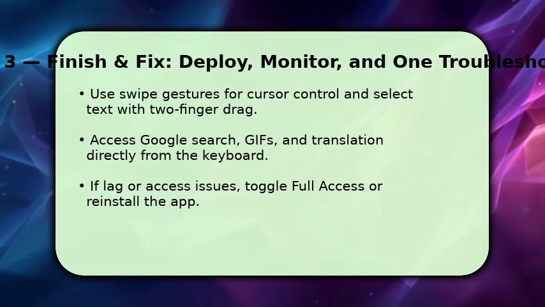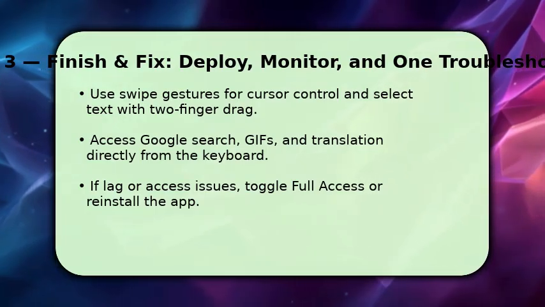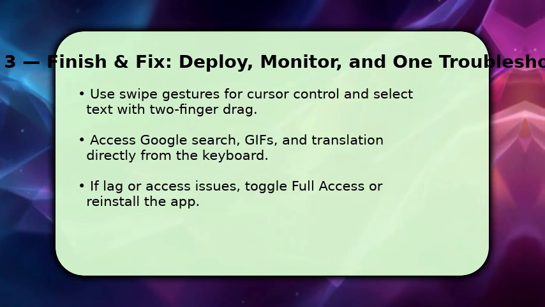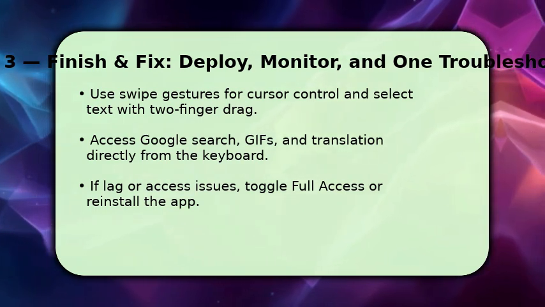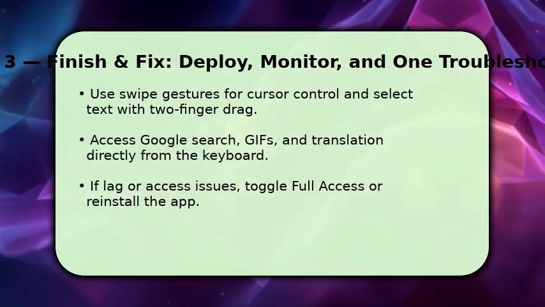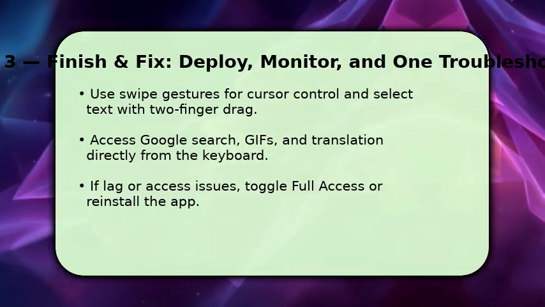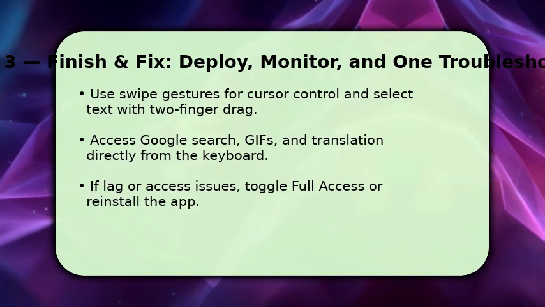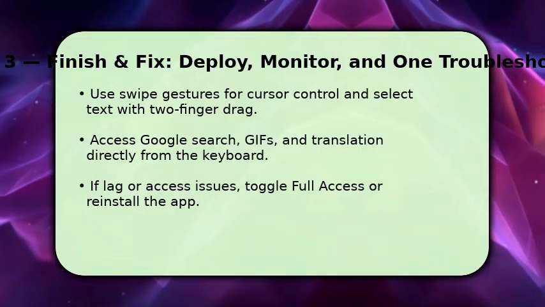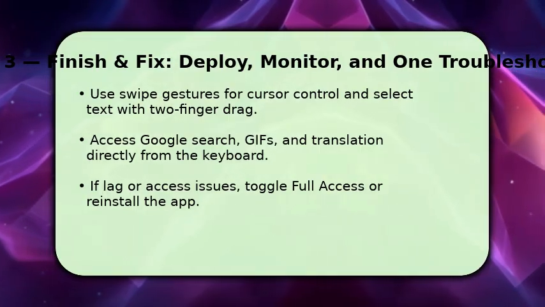Swipe on the spacebar to move the cursor, use two-finger drag to select text, and tap the search icon for web, GIF, or translate without leaving your app. Make sure language packs and voice permissions are granted so features work smoothly. If the keyboard lags, isn't appearing, or shortcuts fail, toggle full access off and on, force quit the app, or reinstall Gboard. That usually resolves permission or cache problems quickly.